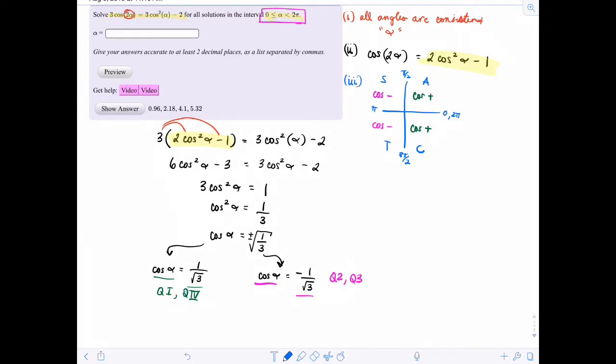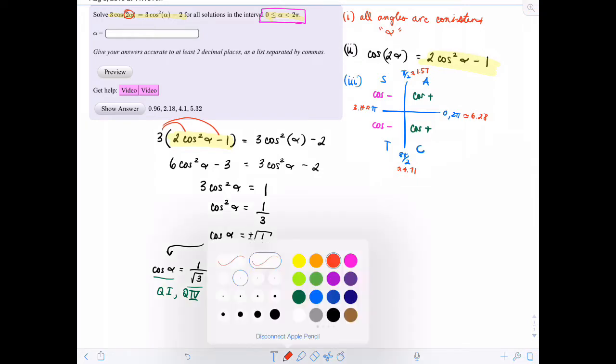But just to give some clarity, because when we use the calculator, we tend to get decimals, remember that pi over 2 is approximately 1.57, pi is approximately 3.14, 3 pi over 2 is approximately 4.71, and 2 pi is approximately 6.28. And that just gives us an idea, when we get to the calculator, of which quadrant it's in, and then we know which solution it is.